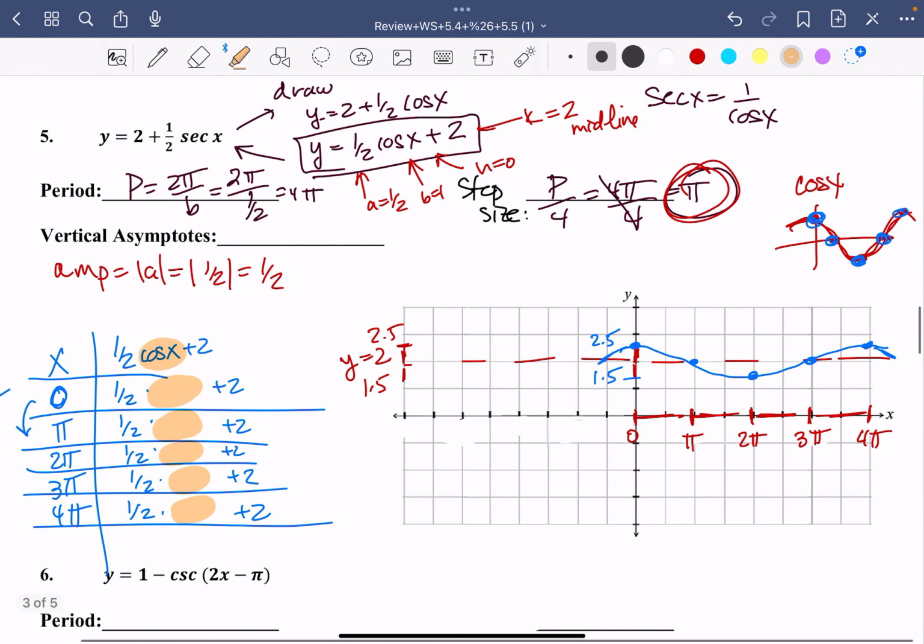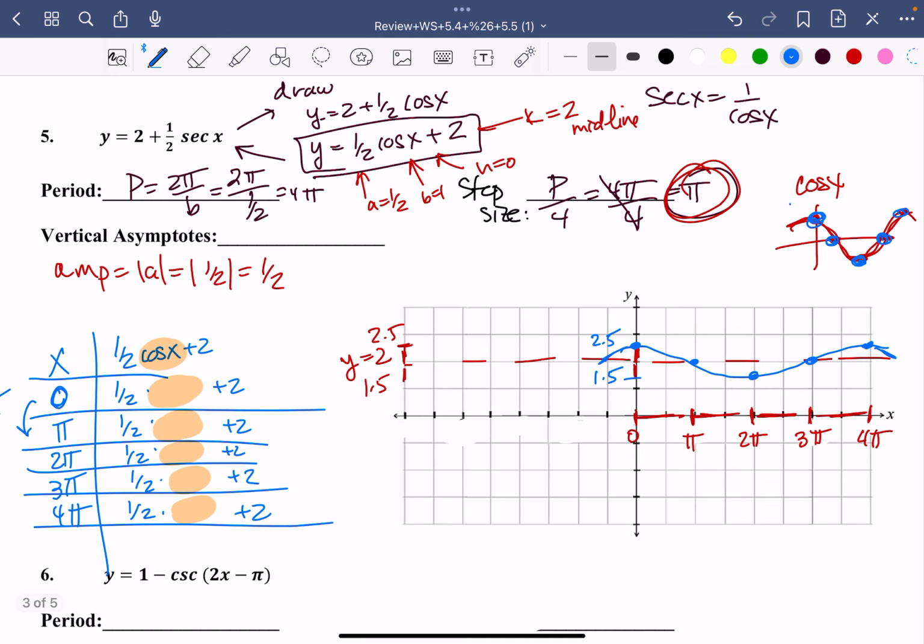My original cosine value, the parent function, is 1, 0, negative 1, 0, 1. So if I work this out, that's 2 plus 1/2 is 2.5. This is 2. This is 1.5. This is 2. And this is 2.5. So you see why we got what we got on the right.